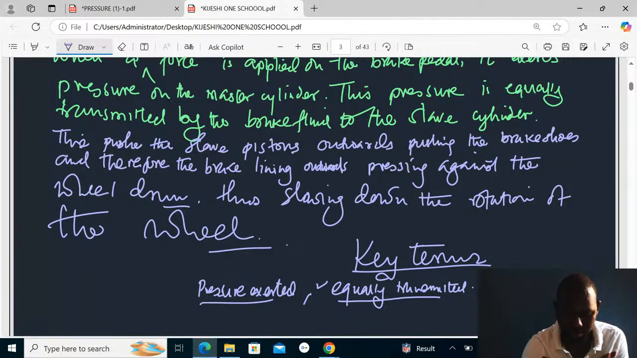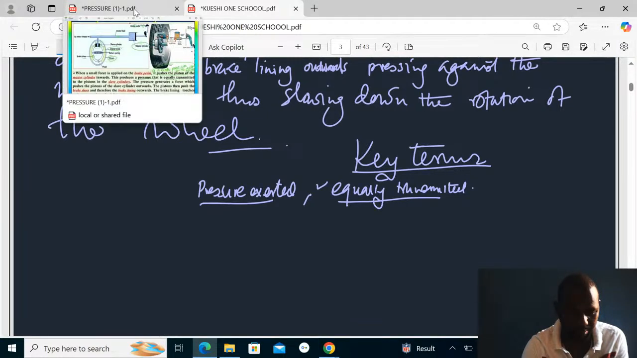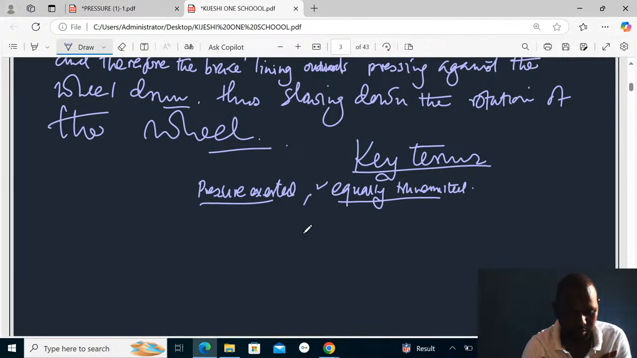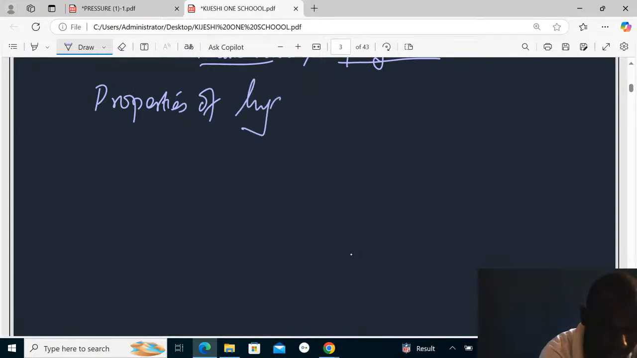Now we can move on and look at the properties of the liquid that is being used. So now we can move on. That's the properties of hydraulic liquid. Properties of hydraulic fluid.